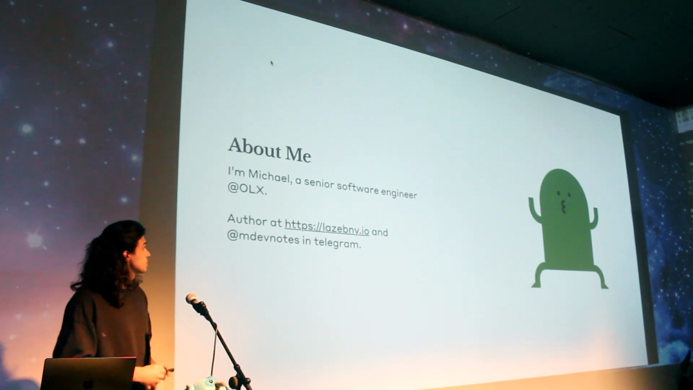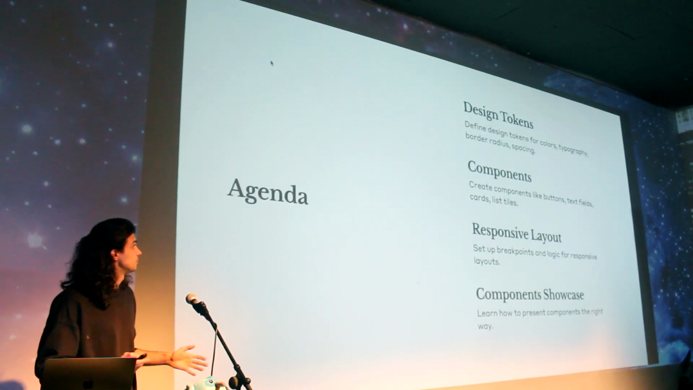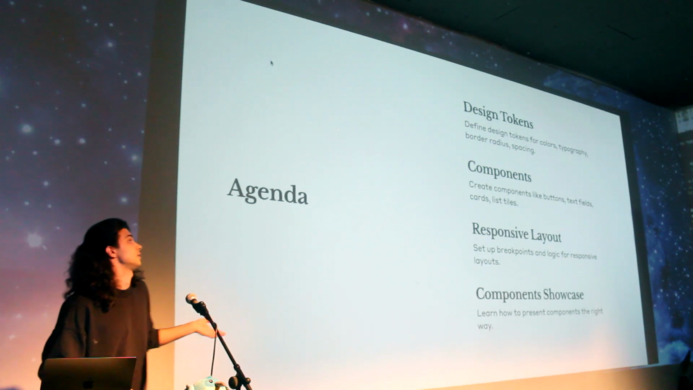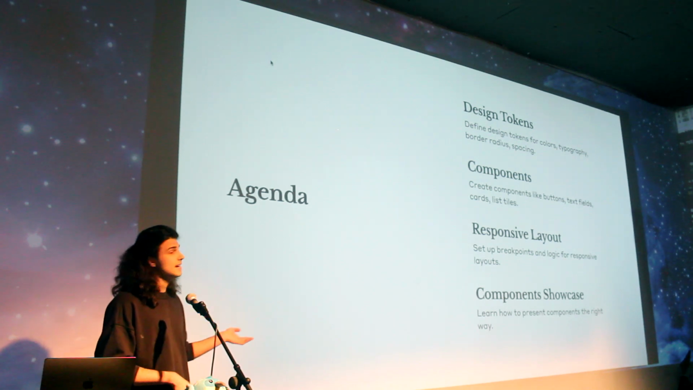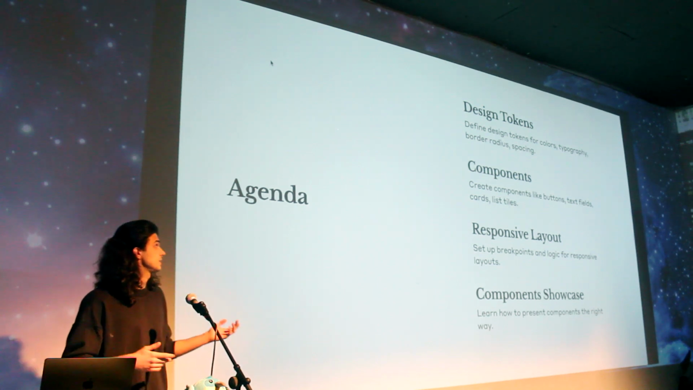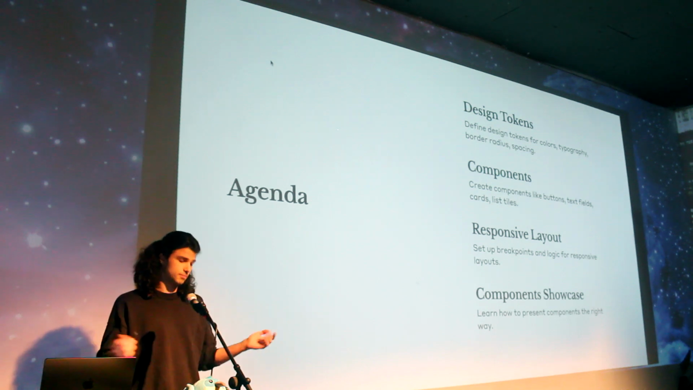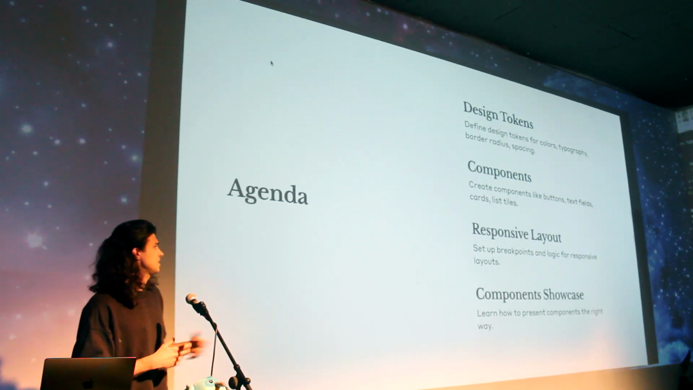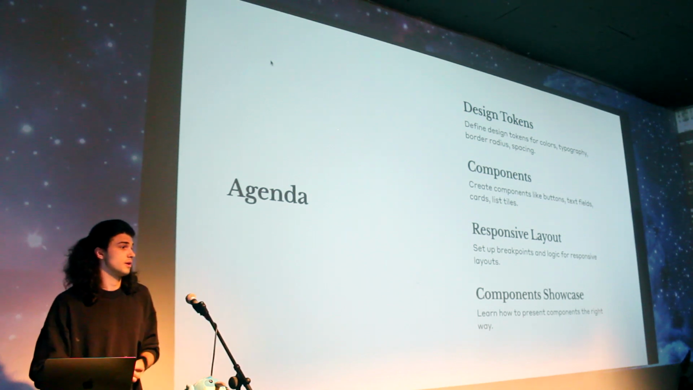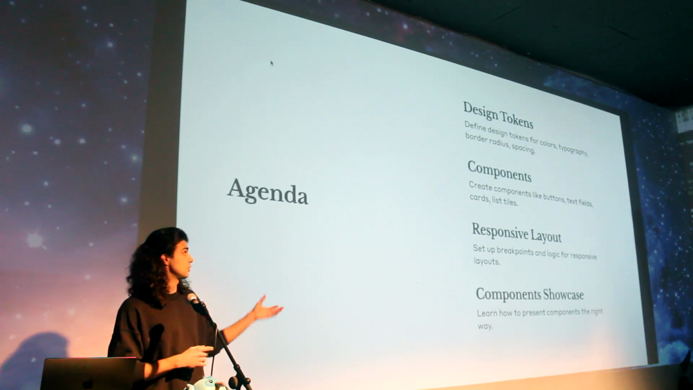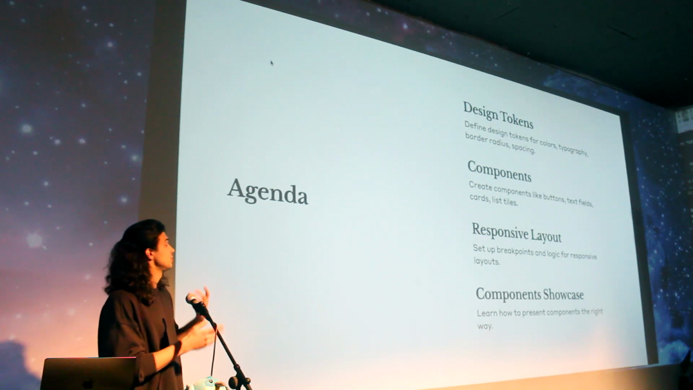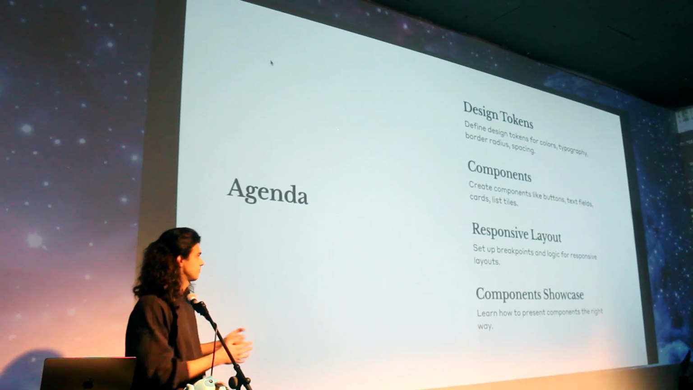So I would like to start my presentation from the agenda, of course. So this is the agenda for my talk. Basically, I would like to start by talking about what design tokens are and how we can implement them: colors, text themes, typography, all of that. Then we will learn how to implement components, reusable components that use those tokens, how to make them beautiful, how to make them actually reusable, how to make them nice to use.